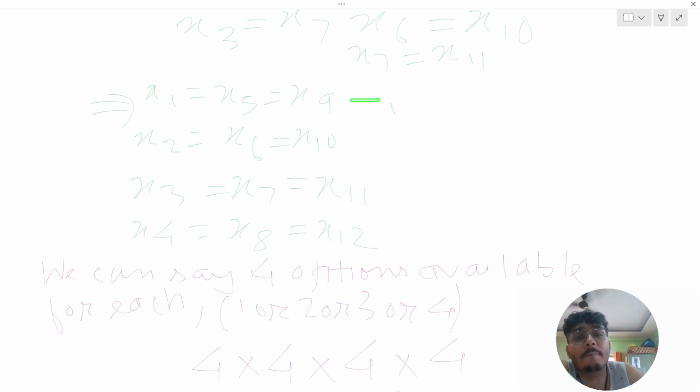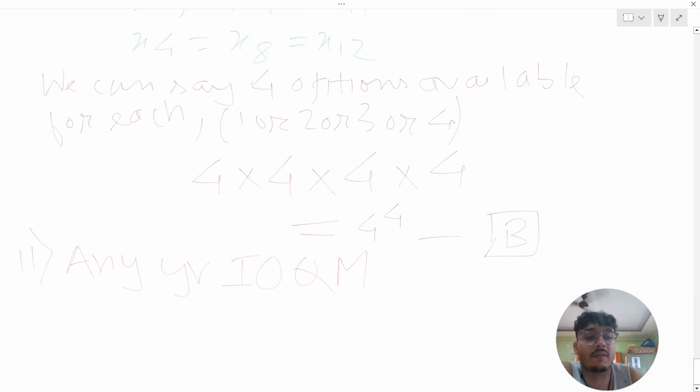So basically I can put 4 different options up here, 1 or 2 or 3 or 4. Similarly here we can put 4, since I haven't said that once I put 4 balls I cannot put 4 balls anymore. Again here 4, again here 4. Ultimately we are getting 4 into 4 into 4 into 4, so 4 to the power 4 number of choices. That means our answer should be 4 to the power 4, which is option B.